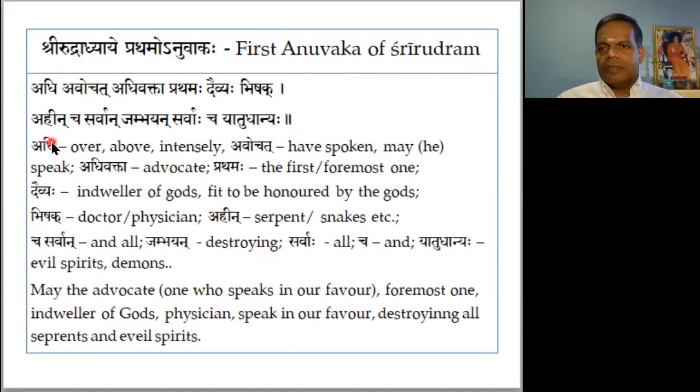Cha sarvan, and it's sarvan, all. So that means ahincha sarva means all poisonous things. So you can say the commentators say a serpent, a snake, a scorpion, anything which can inject poison. Okay. Ahincha sarvan means all kinds of poisonous things.